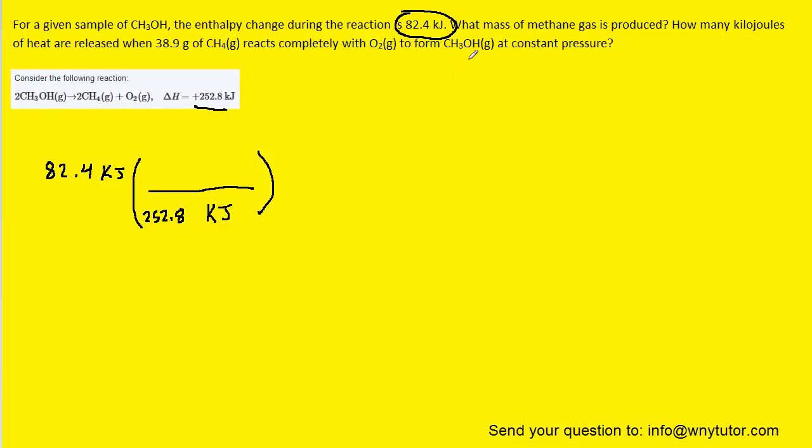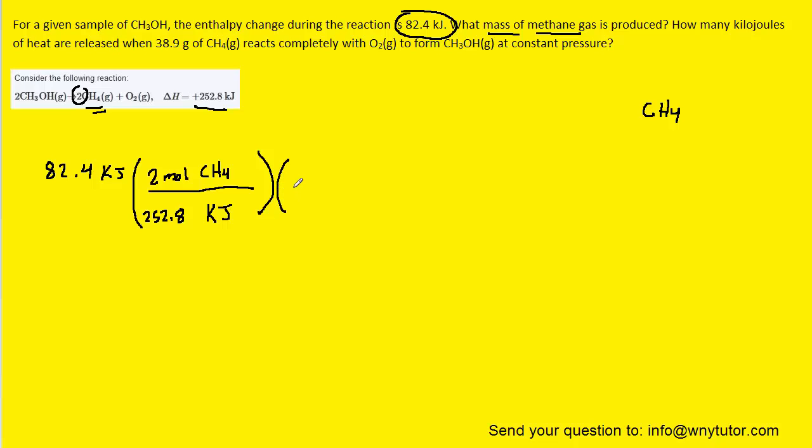Now, the question is asking for a mass of methane gas. Methane has a molecular formula of CH4. So what we want to do is go and look at the coefficient of the CH4. And we're able to write 2 moles of CH4, since the coefficient in a balanced reaction always represents the number of moles. Now, it didn't ask for the number of moles of CH4, it wants the mass.